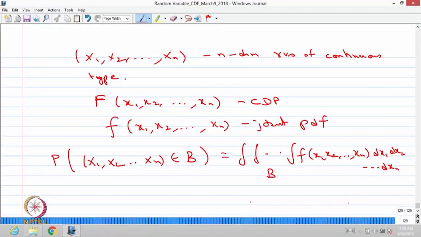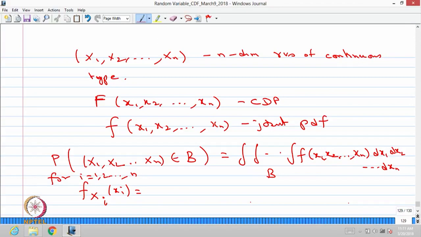If each random variable is of the continuous type, then you have a CDF. Similarly, you have a joint probability density function, and you can always find the probability that the n dimensional random variable takes values in the Borel set, where the Borel set is from Rn. That is nothing but the n dimensional integration over capital B of the joint probability density function with respect to all the variables. The way we got the probability belonging to B, one can find the probability density function of any one random variable, for i equal to 1 to n.